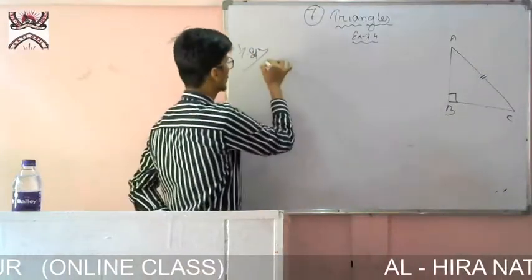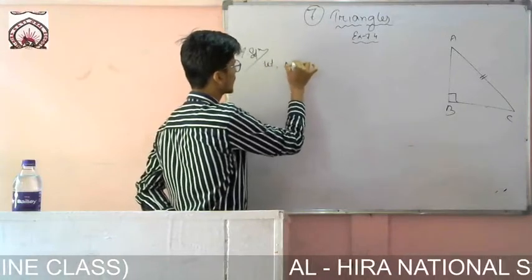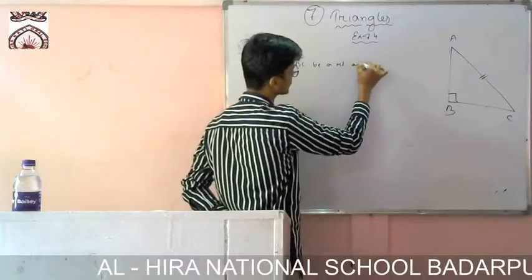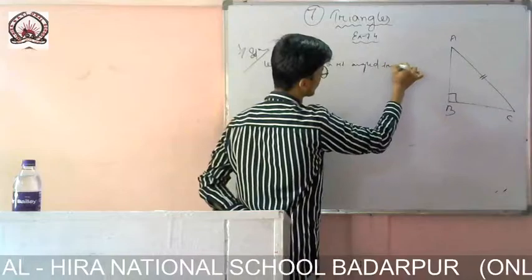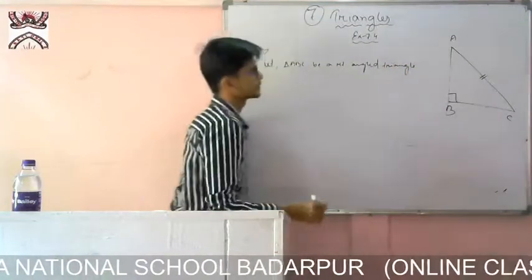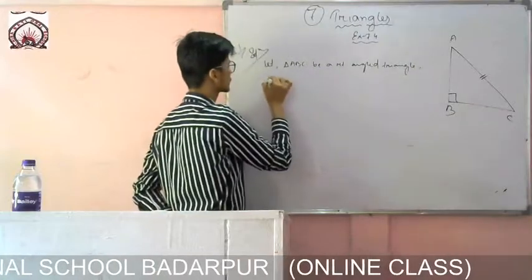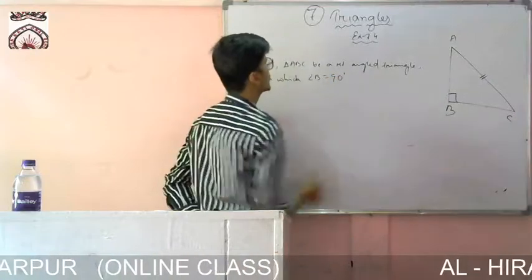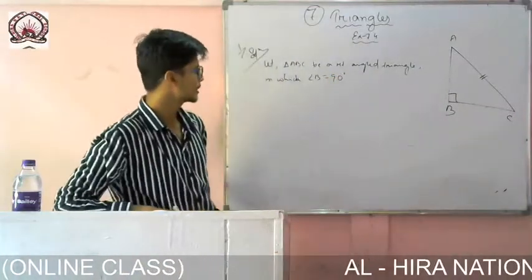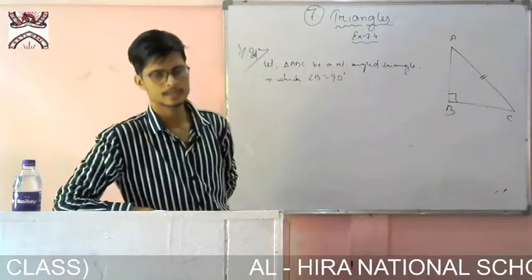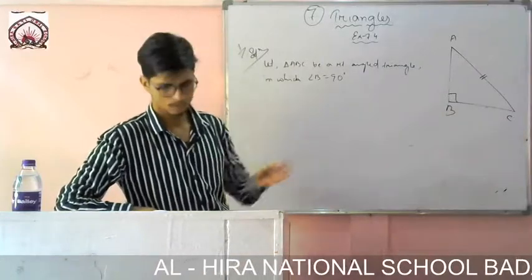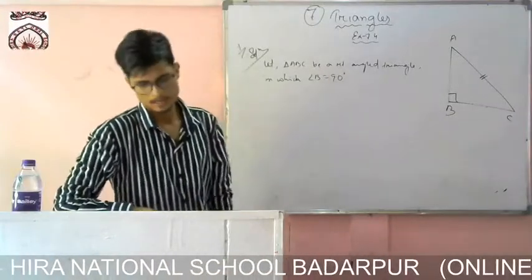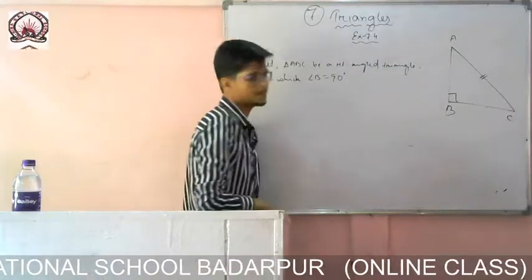Let triangle ABC be a right angled triangle in which angle B is equal to 90 degree. Okay, so this we have drawn. The question is to show that in a right triangle, the hypotenuse is the longest side.